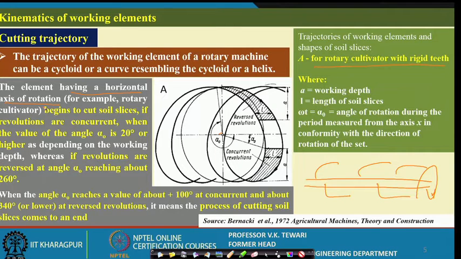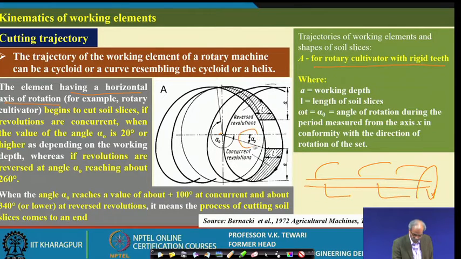seen that when the blade moves at an angle alpha, this value at this particular point, where the value is say about 20 degrees. So, at this point you can see that the cutting starts, and it ends somewhere when the angle is about 100 or so. Now, when the angle alpha reaches a value of about plus 100 in concurrent and about 340 in reverse revolution, it means the process of cutting the soil slice comes to an end.